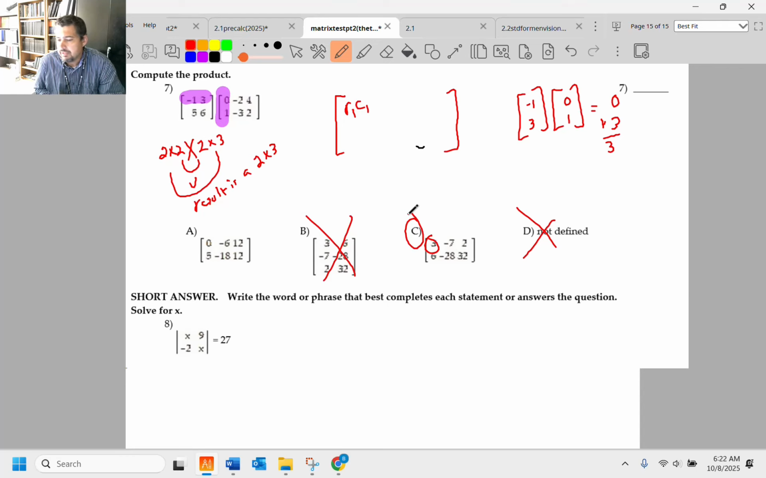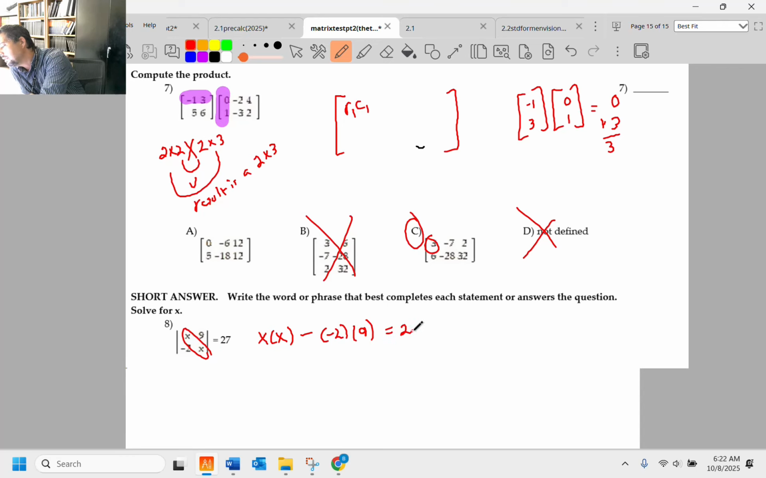And, of course, number 8. The issue with number 8 was the same as the last one with the determinant. We don't write it out. So I'm worried about x times x. I'm going to take away the product of negative 2 and 9, and I know that that has a known result of 27.